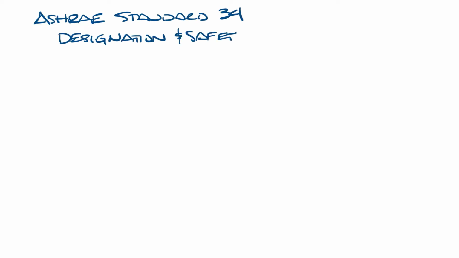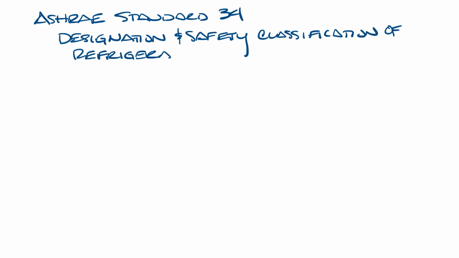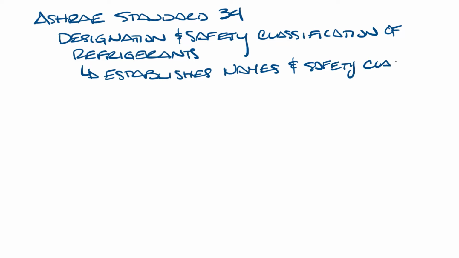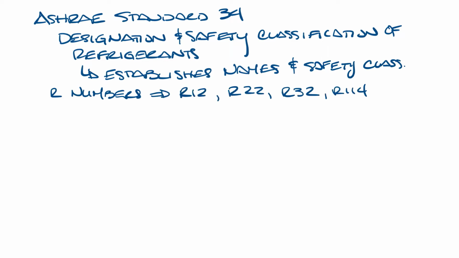ASHRAE Standard 34, Designation and Safety Classification of Refrigerants, establishes a simple means of referring to common refrigerants rather than using their chemical name formula or trade names. ASHRAE assigns number and safety classifications to the refrigerants based on toxicity and flammability data submitted by the refrigerant manufacturer. You'll see refrigerants labeled with an R number, like R12, R22, R32, and R114. So what do those numbers mean?